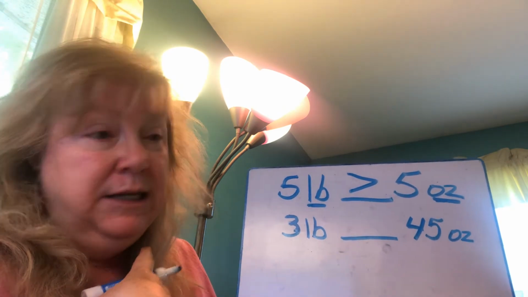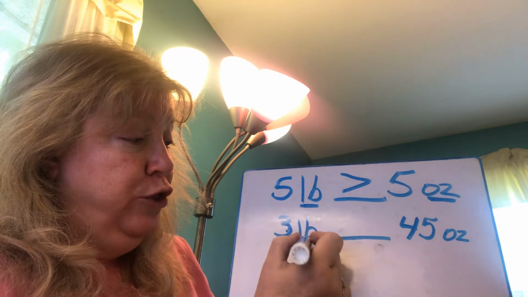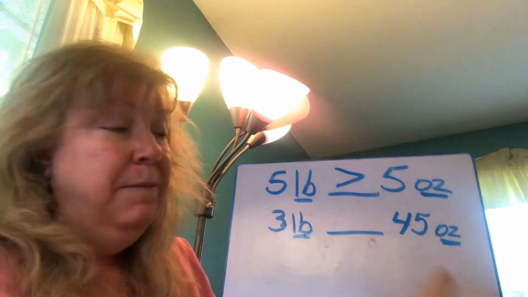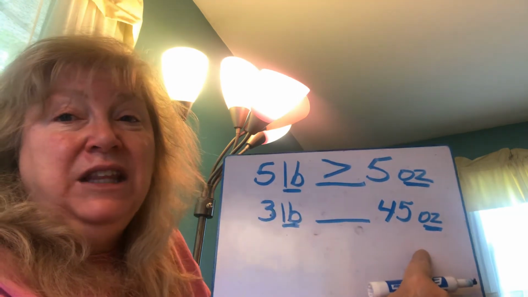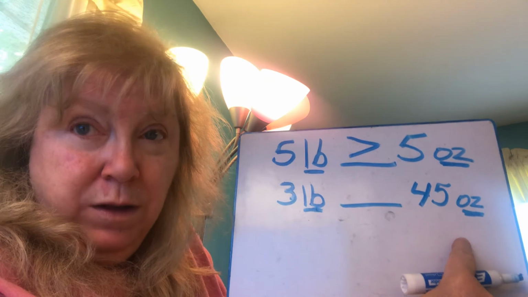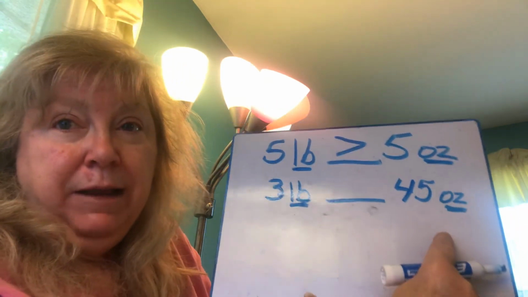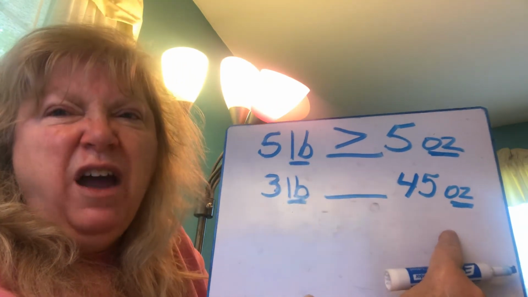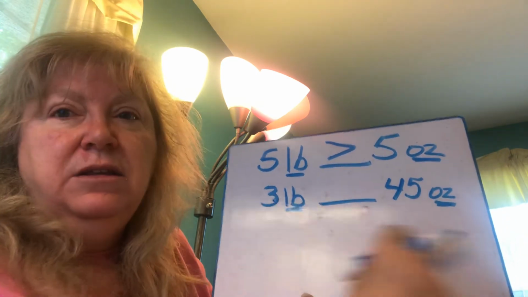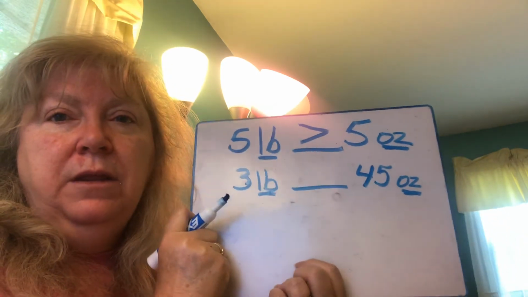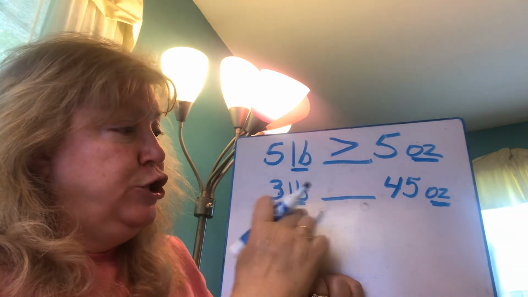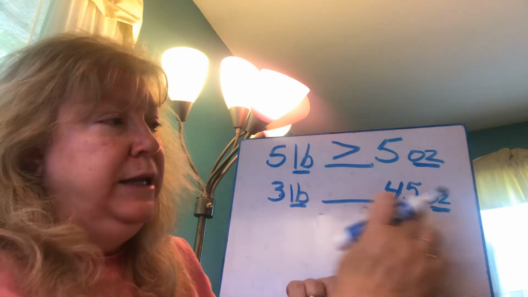I find that it's better to turn the larger unit into the smaller unit because this doesn't always divide evenly, and you really don't want a remainder right now in comparing measuring. When you get into the higher levels and you're really good at decimals and fractions, then yes, you can go the other way. But in 4th grade, we're going to turn the pounds, because they're bigger, into ounces.